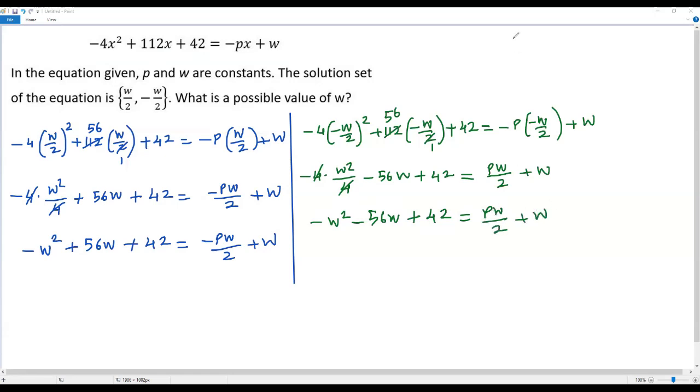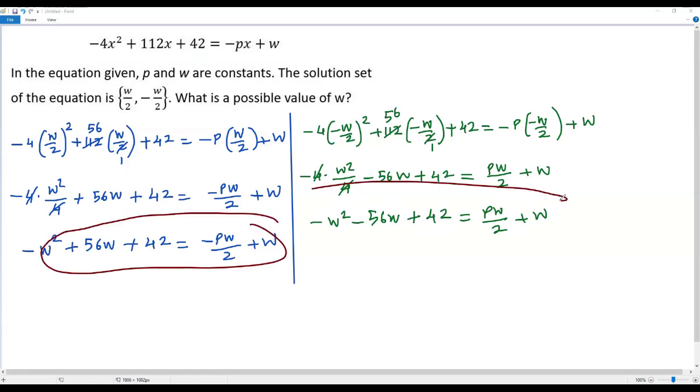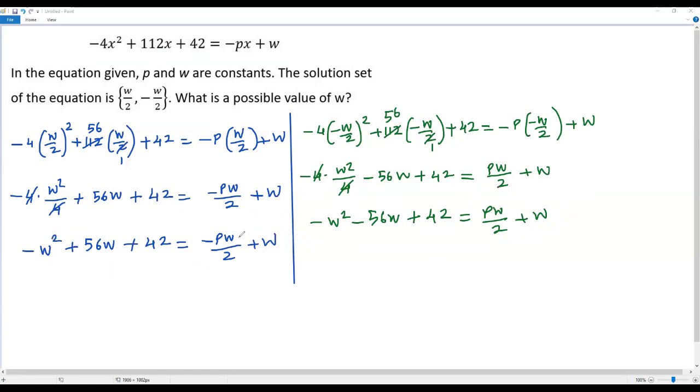Okay, now what we can do is add these two equations, the equation over here and the equation over here. When I add the two equations, I'll be able to get rid of the term which contains p, because here we have negative pw over 2 and here positive pw over 2. When I add the equations, I'll be able to get rid of the term which contains p. Then we'll have the equation only in terms of w, and we can find a possible value of w.